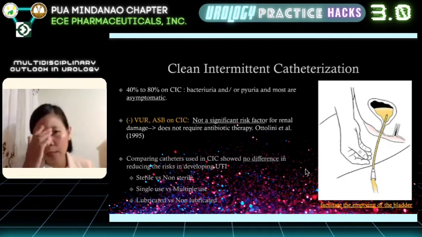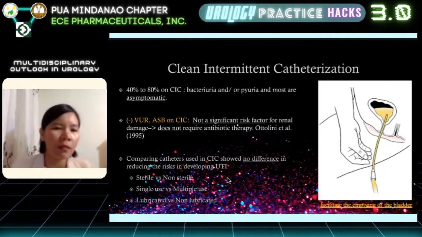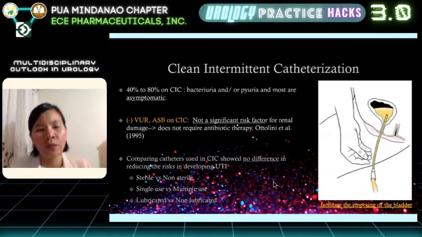So how do we do CIC? Do we have to do it sterile versus non-sterile? Can we use the tube single time, or can we use it multiple times? Can we use lubricated or non-lubricated? So comparing catheters used in CIC showed no difference in reducing the risk in developing UTI.